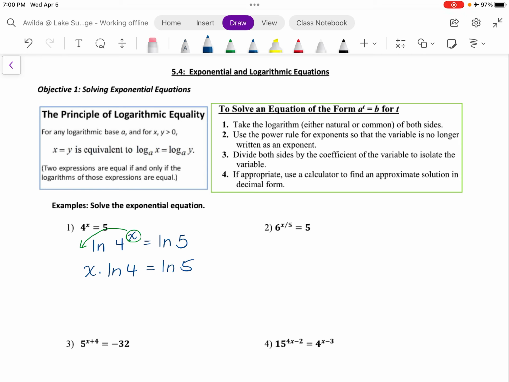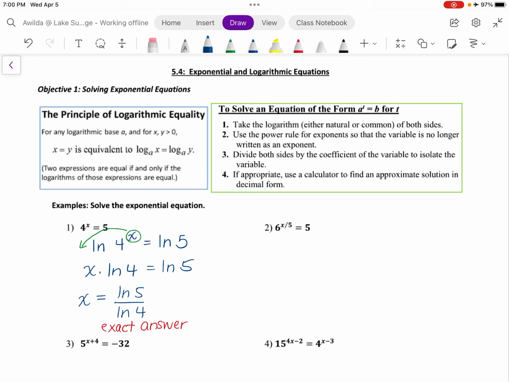Notice that in order to isolate the x variable, all that would need to happen is division by the natural logarithm of 4 on both sides. So finally, we get that x is equal to the natural logarithm of 5 divided by the natural logarithm of 4. This is what we mean by an exact answer. It cannot be simplified any further, and this is an exact value.